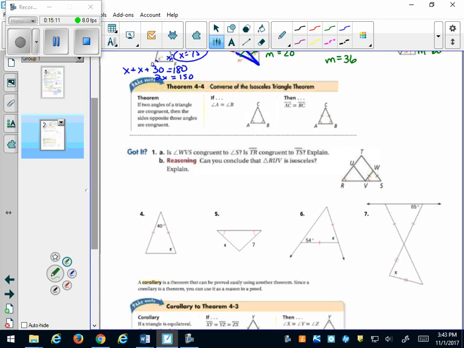Okay, so now the converse of the isosceles triangle theorem says exactly the converse. In other words, if you know the two angles are congruent, then you can conclude that the two sides are congruent. So this is just the converse. If you know the angles are congruent, then you can conclude that the two sides are congruent. So again, this is going to be applied pretty much the same way.